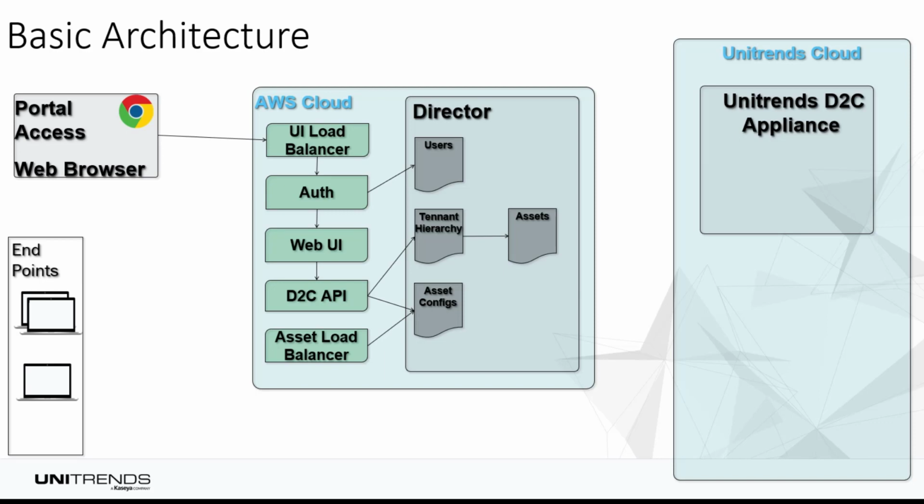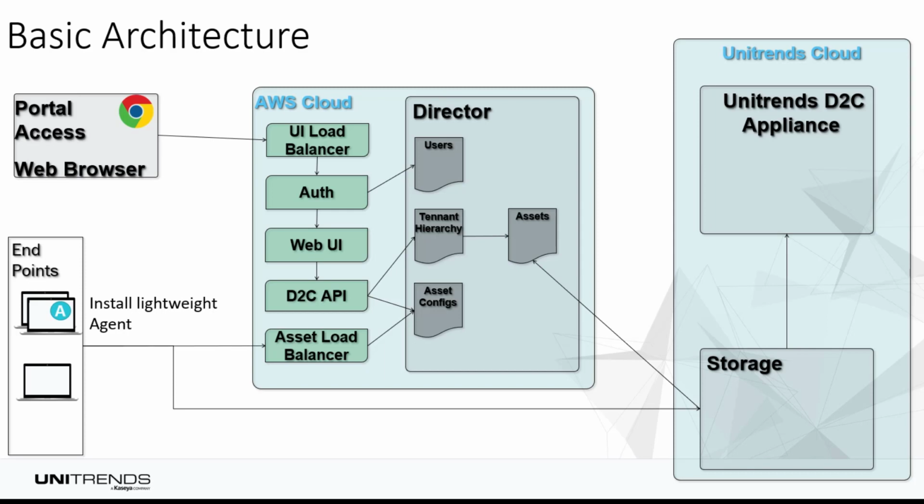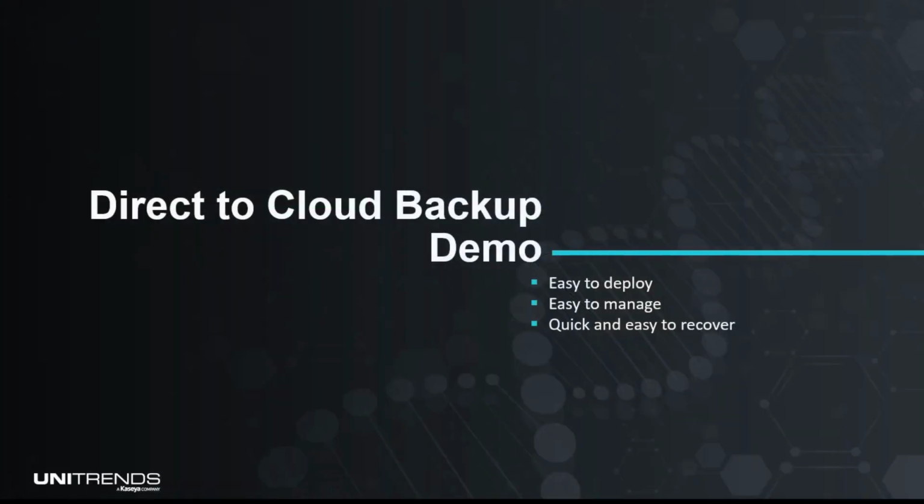And the way we protect them is we install a lightweight agent on these endpoints, which then utilizes the AWS Cloud as a director and stores the data in the Unitrends Cloud storage. The agent can be deployed through GPO or using VSA or all sorts of other tools that you can push any kind of MSI installer. Once the data is sent there, it is stored for 30 days in the Unitrends Cloud and can be recovered easily within the admin portal for the direct-to-cloud solution. Let's go ahead and demo it real quick: how easy it is to deploy, how easy it is to manage, and how quickly and simply you can recover.